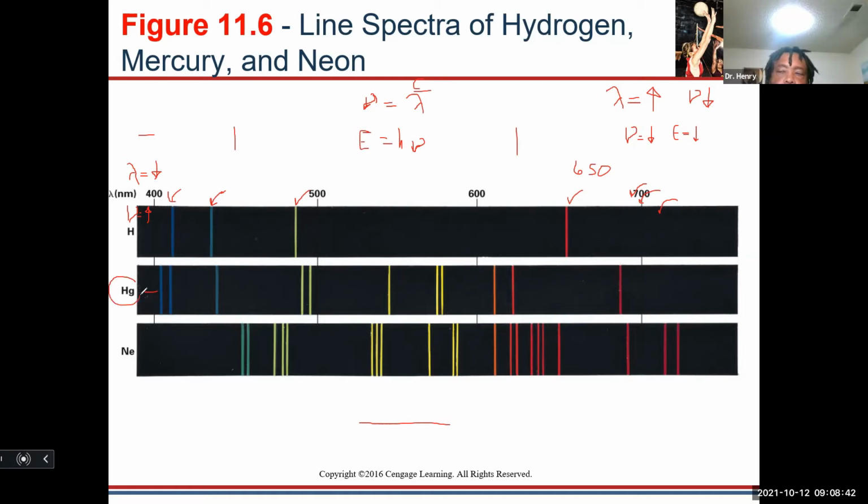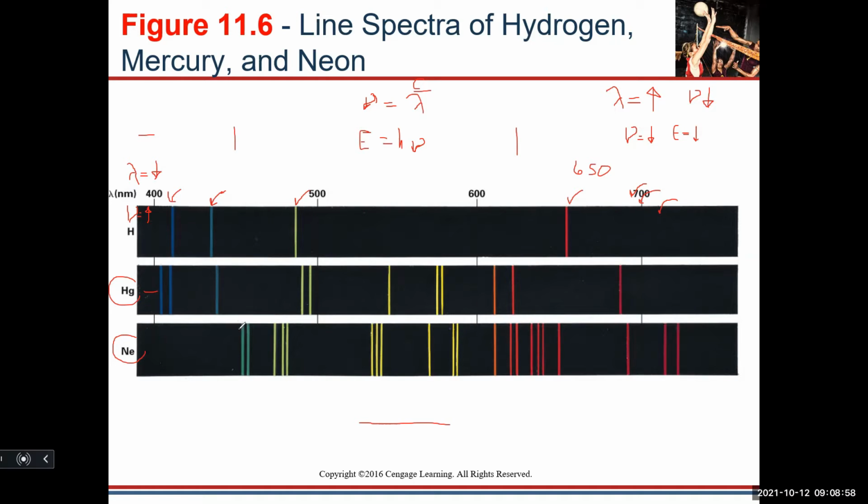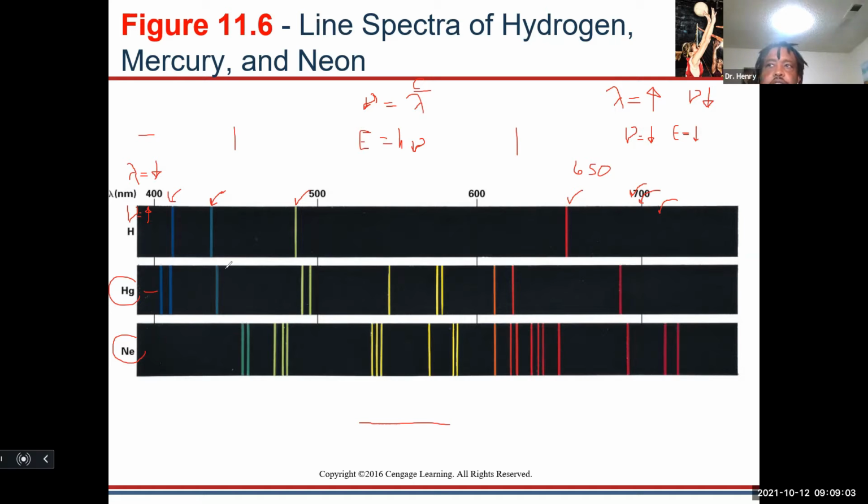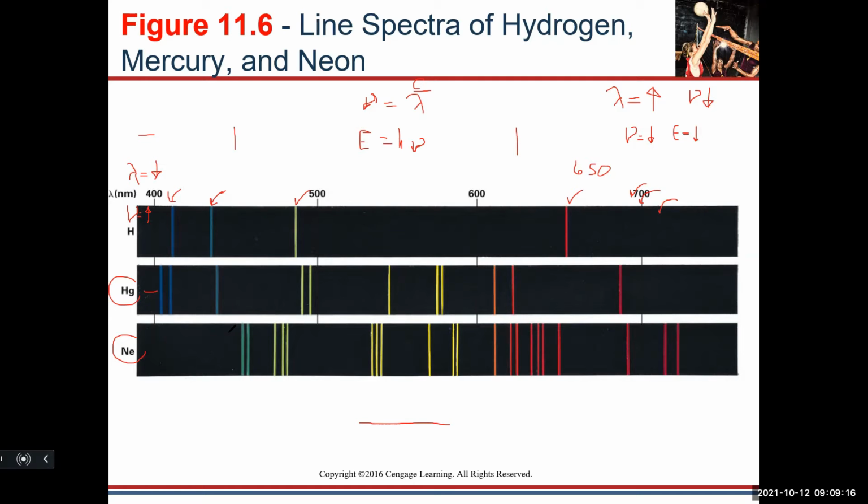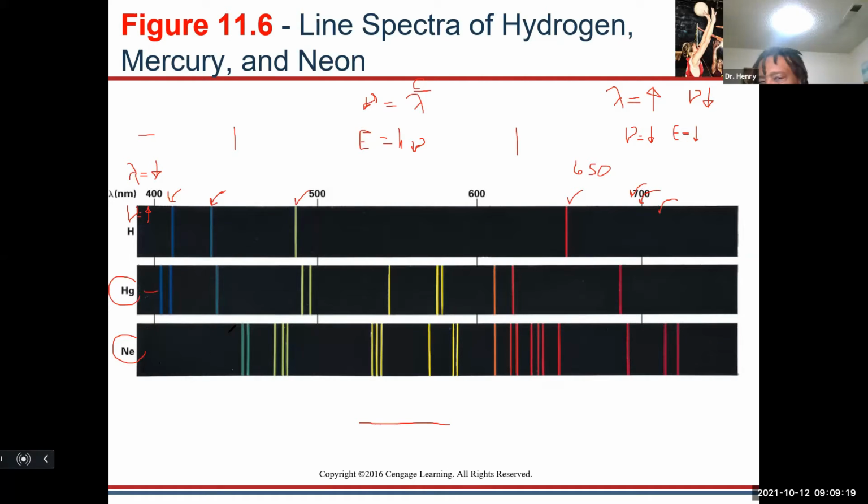So this here is the discrete line spectrum for mercury. This is for neon. And you can see, although they have colors that are similar, where they're located and their wavelengths are different, and how many there are is different. So you can see they're going to have different patterns. Every element has a unique pattern associated with it because of the number of electrons it has and how much energy those electrons can take up. Does that make sense?